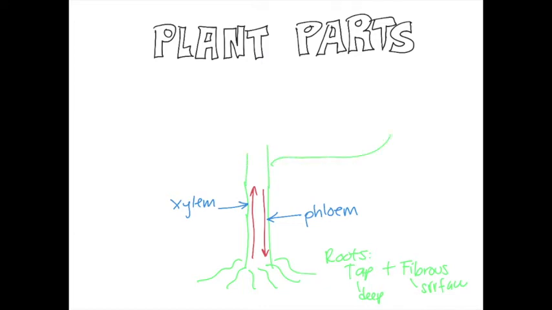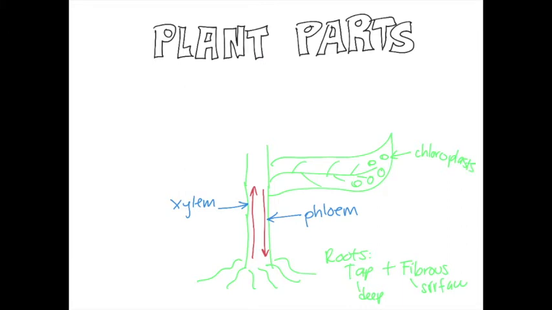The next part is the leaf. This is a very important part because it is the main way that the plant gets its food. The reason why is that the cells of the leaf have chloroplasts. This is an organelle inside of the cells of the plant that is going to be able to capture the sun's energy to make its food.